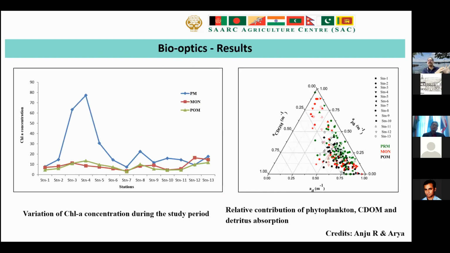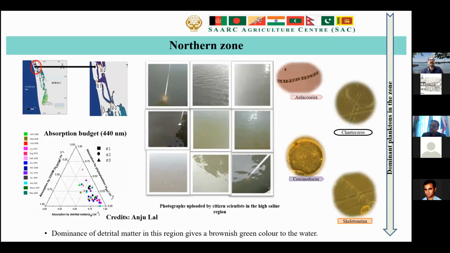So we have a biooptics lab and we have done the biooptics analysis. What are the optical constituents in the water? And it was all indicating that the water is much case 2. It contains a relatively good contribution of phytoplankton plus colored dissolved organic matter, and a majority towards the detrital absorption. So different zones of the lake were behaving differently.